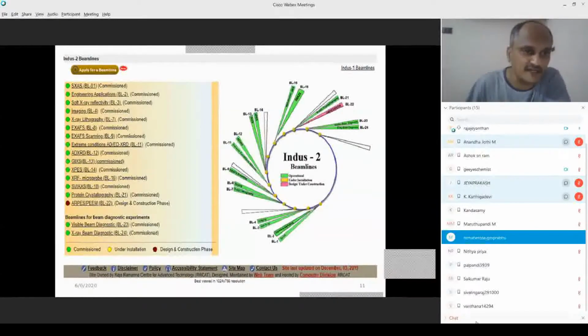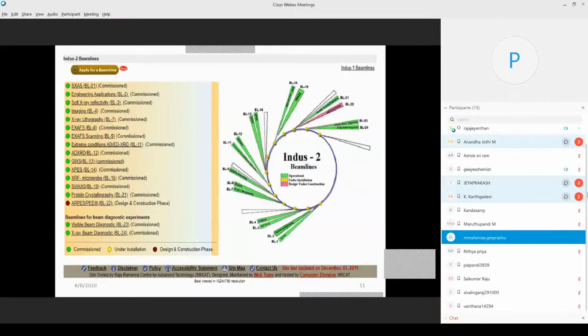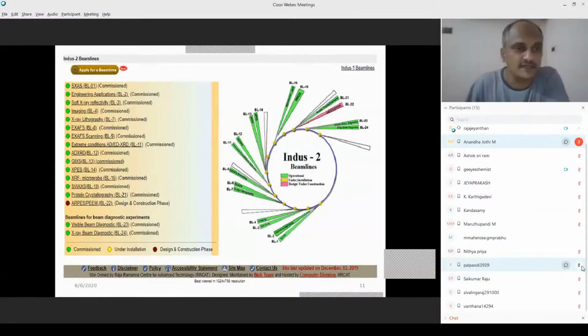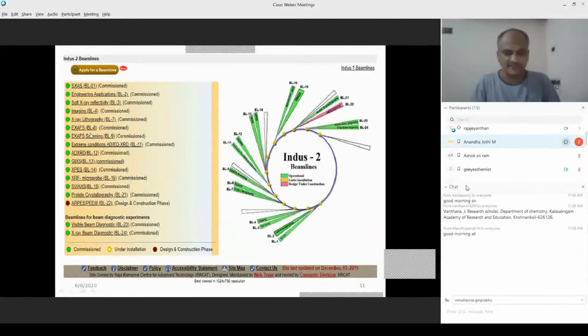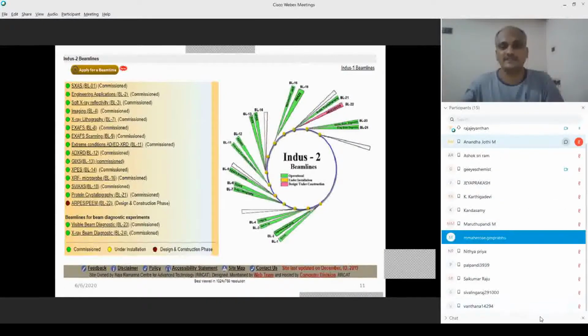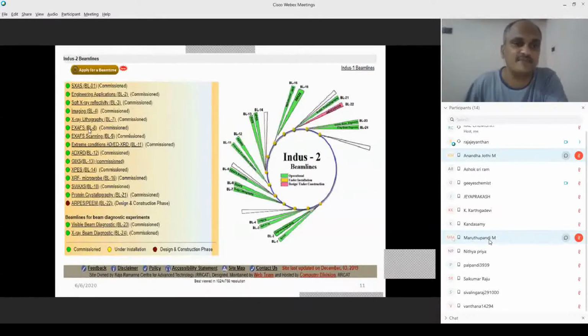Then another important technique we are talking about is extended X-ray absorption fine structure, that is at beam line 8. What is it about? This is after the absorption edge. If you go further after the absorption edge, that technique is called extended X-ray absorption technique. That's why it is called extended. After the edge, we are extending, so that's why it is called extended X-ray absorption fine structure. So that technique can be used in beam line 8.